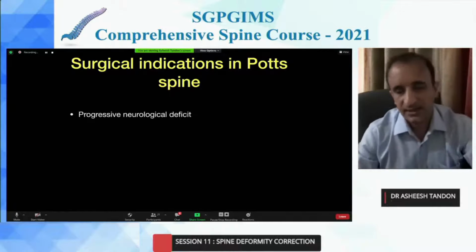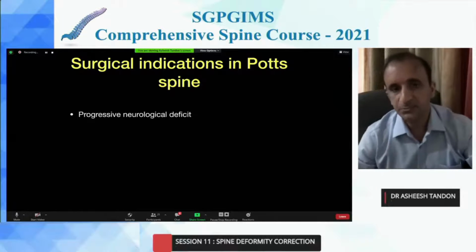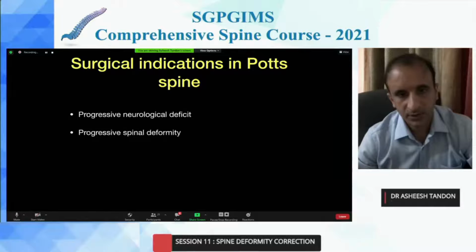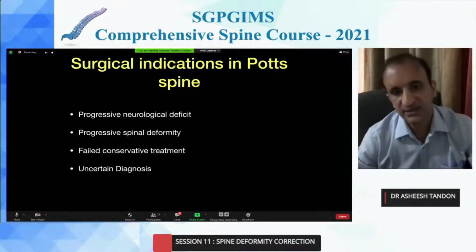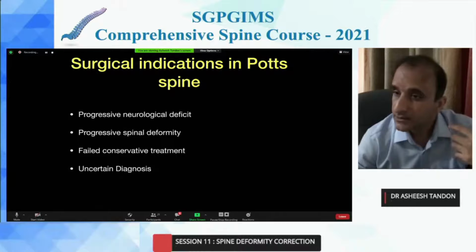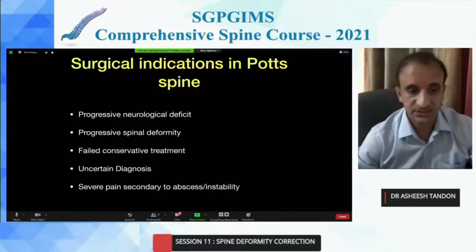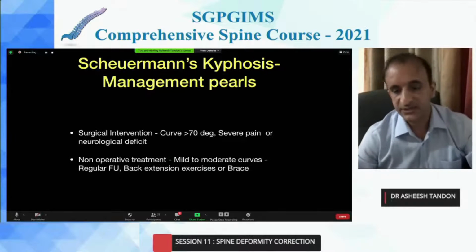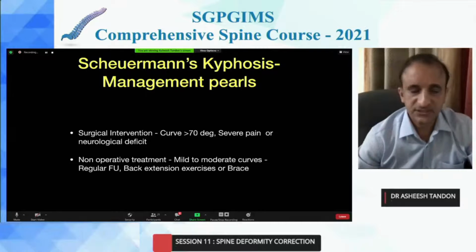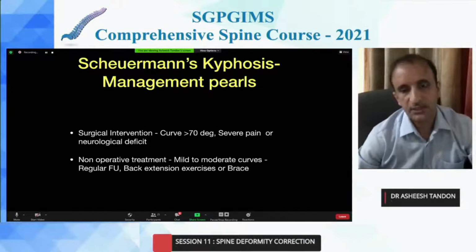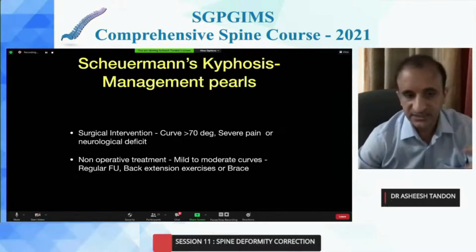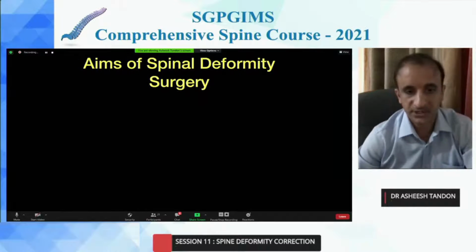So the indications in Pott's spine are progressive neurological deficit, progressive spinal deformity, failed conservative treatment, you don't have a diagnosis, or there is severe pain secondary to abscess and instability. As far as Schwab's kyphosis is concerned, the management pearls include a curve which is progressing or more than 70 degrees, or the patient has severe pain or neurological deficit.